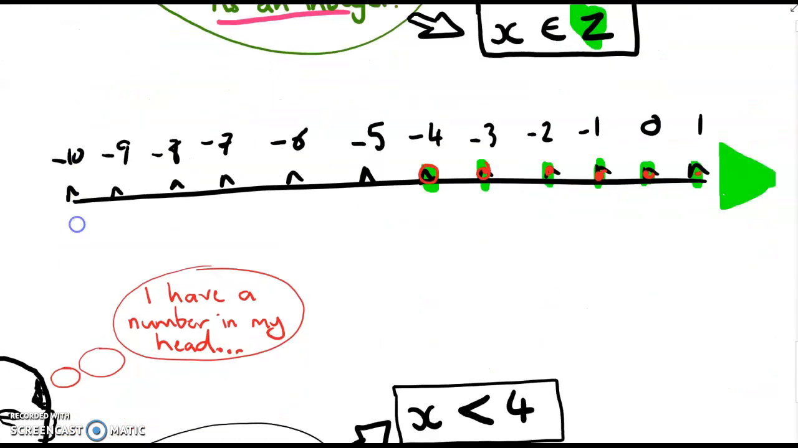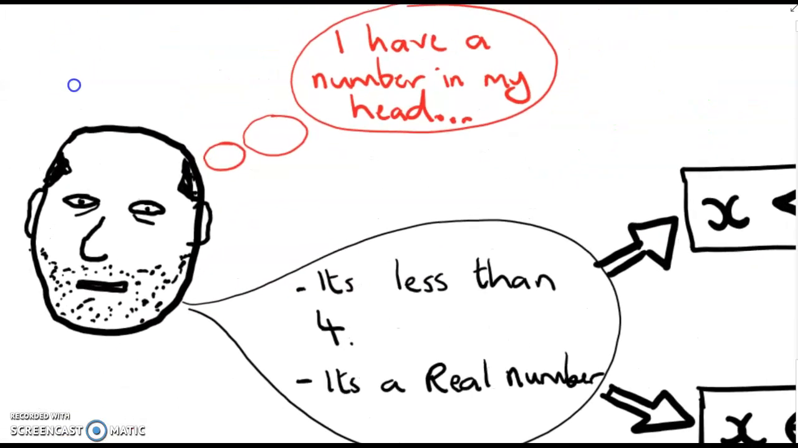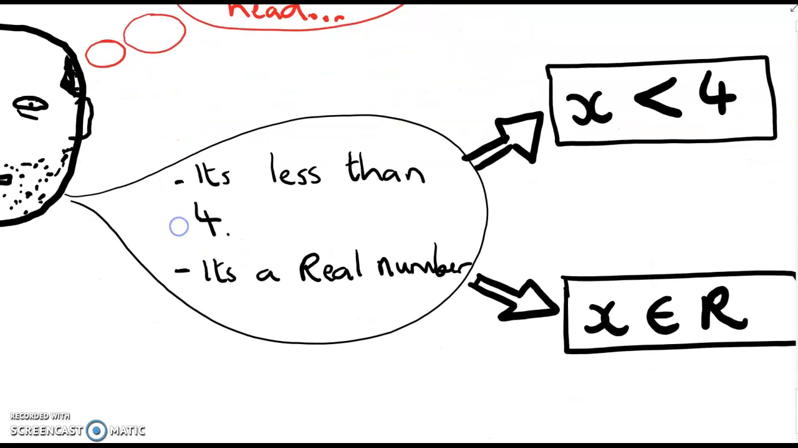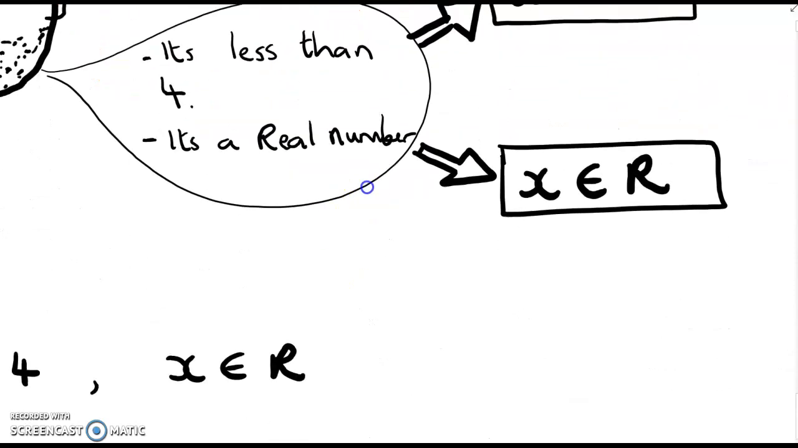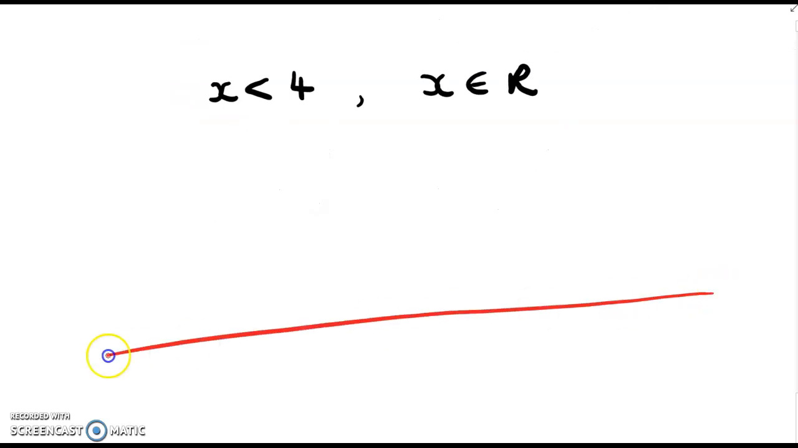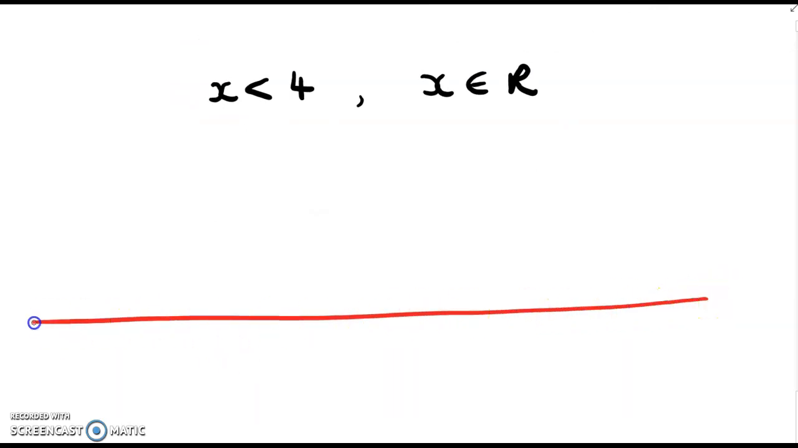Okay. Now let's try one of these ones. This angry man here, he has a number in his head as well. Now it's less than 4, and it's a real number this time. Okay, it's less than 4. Right, let's go and draw the number line. This is how it would be written, typically, like that. Now that's a bit crooked. We'll do that again.